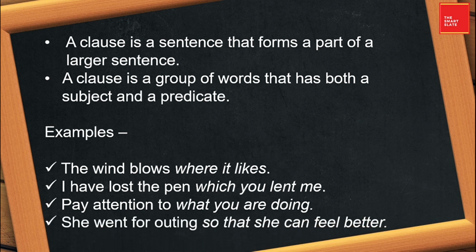She went for an outing so that she can feel better. She went for an outing is itself a sentence, but when I make it larger, so that she can feel better. So that is the conjunction, and after that whatever is written becomes your clause.